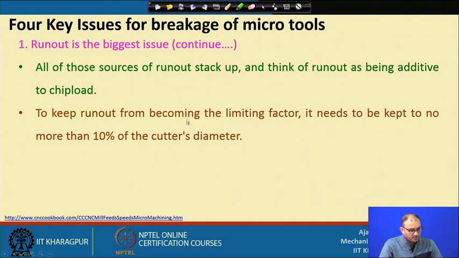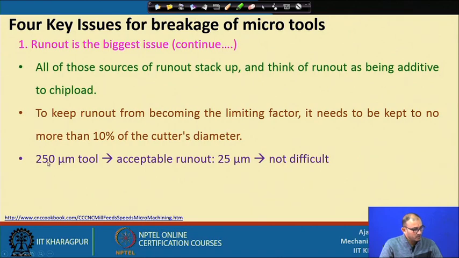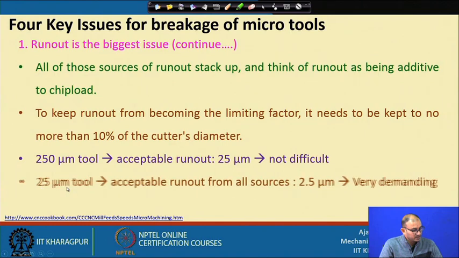So, when you are talking about a diameter of 100 microns, it should not be more than 10 microns of runout. When you are talking about a 250 micron diameter, your acceptable runout is 25 microns. That is not very difficult to achieve, but when you go down and down, let us consider your diameter is now 25 microns. By this thumb rule, our objective is that the total runout from all the sources should not be more than 2.5 microns, and that is very demanding.